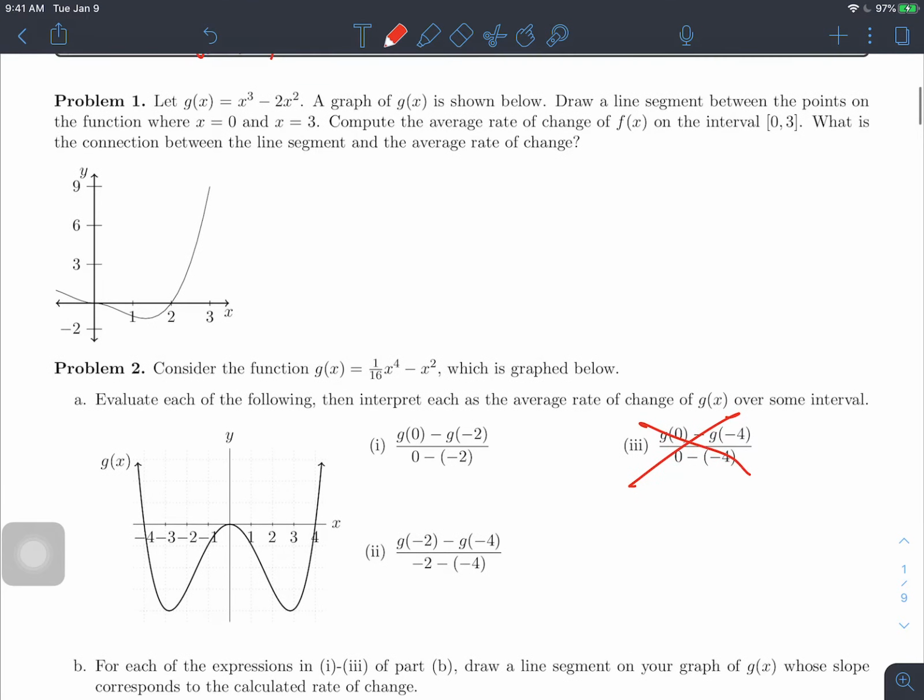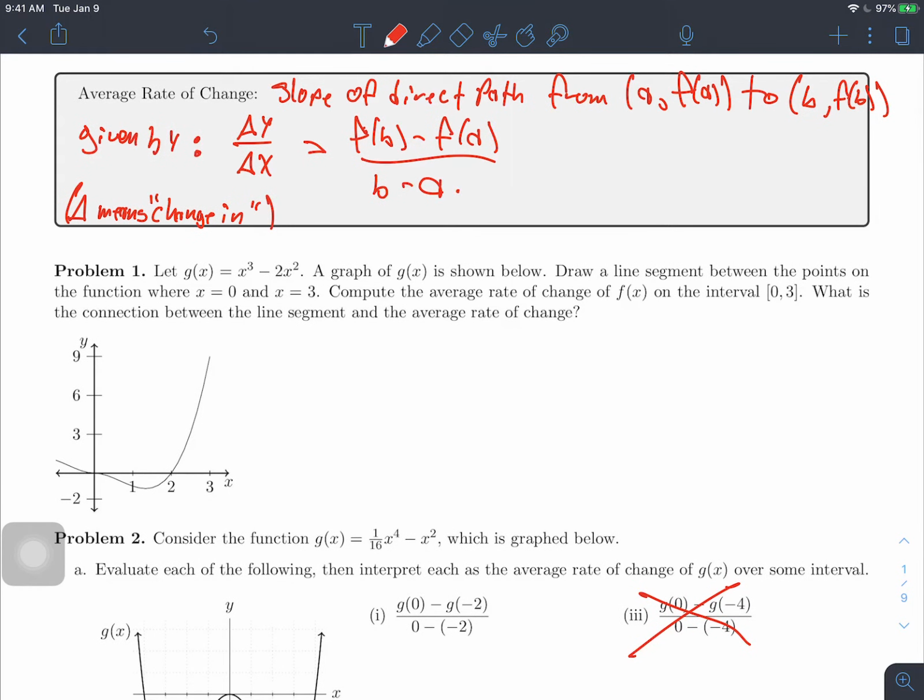So let's try problem number 1. I'll keep the definition up on there. So we want to let g of x equal x cubed minus 2x squared, and we have a graph of it down below. And we want to draw a line segment between these two points where x is equal to 0 and x is equal to 3. So if x is equal to 0, remember x is on this horizontal axis, so that means I should be right here. If I go to x equals 3, that's right here. So where's my point? It's going to be up here at 3, 9. So the two points that we have are 0, 0 and 3, 9.